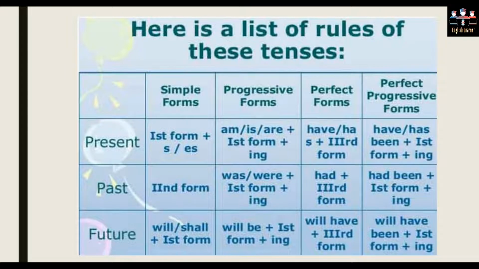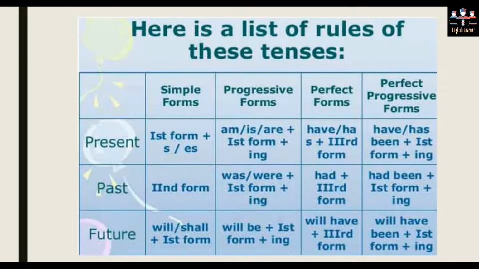Similarly, in the present perfect tense, the third form of a verb is used and we have to use has or have as a helping verb depending upon the subject. Similarly, has not and have not are used in negative sentences, whereas has and have are placed at the start of the sentence in order to make it a question. Next is the present perfect progressive form.